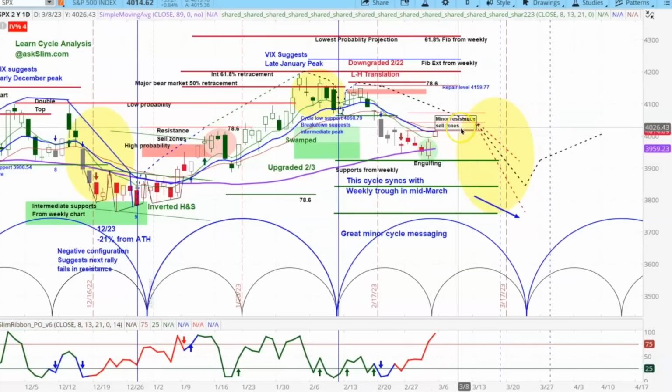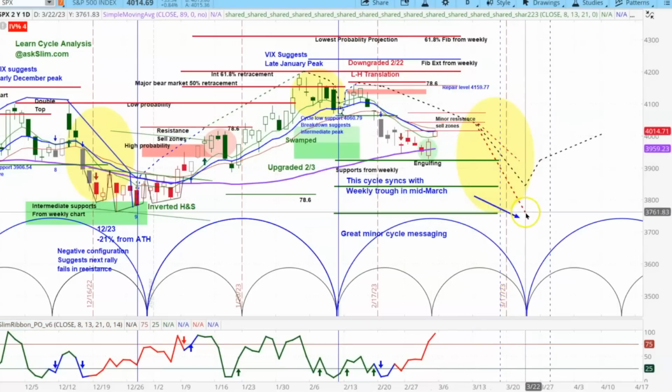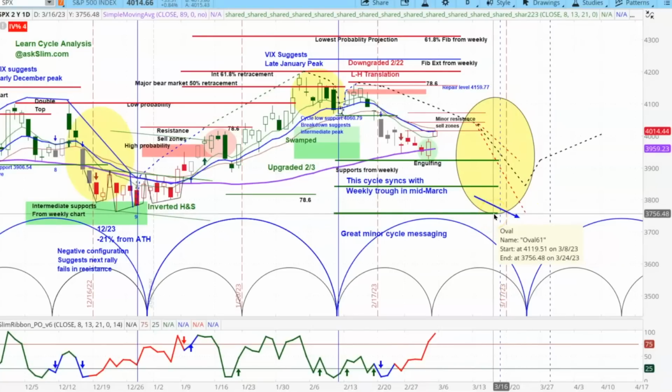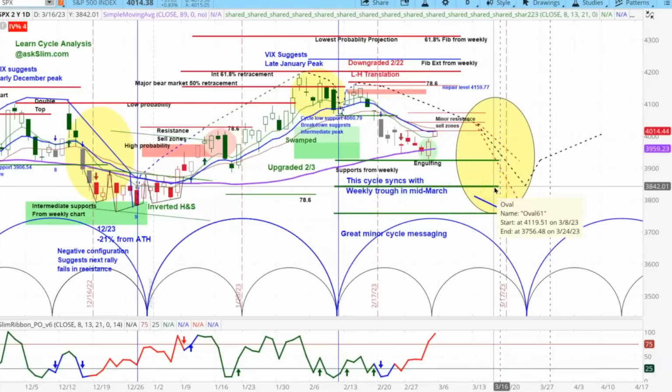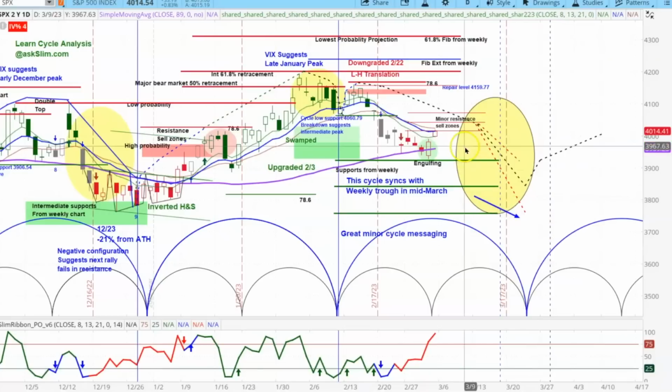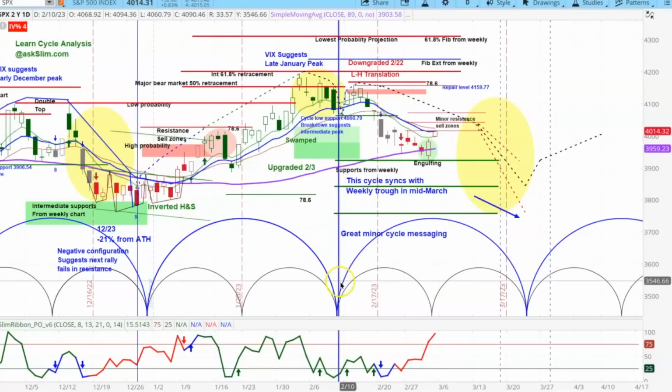That says to me that there is likely a capitulation coming in here, but right now we're looking for a worst case of around 3755 with a likely move down to about 3840. That will be our targets right in here. And this rally right over here is very doomed to fail. And this minor cycle messaging that we see in here is really telling us that.